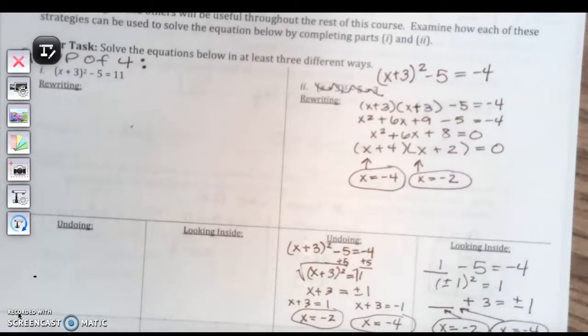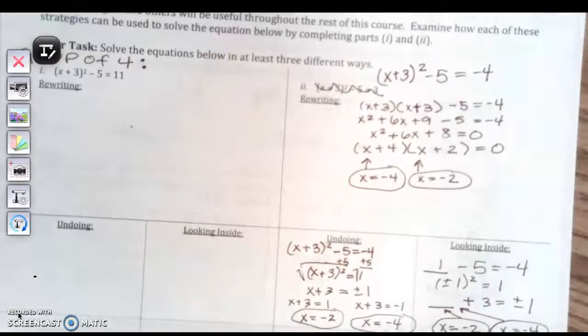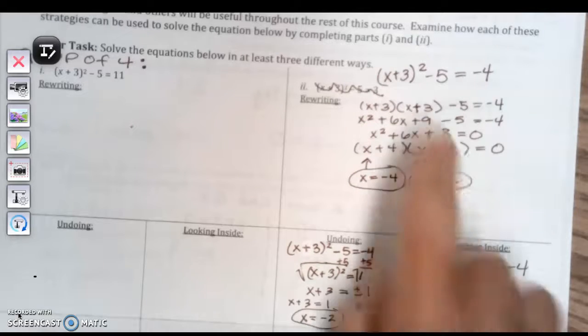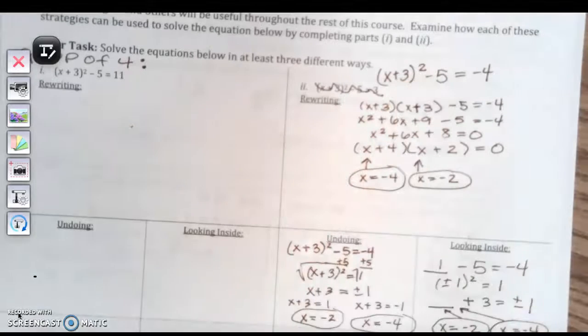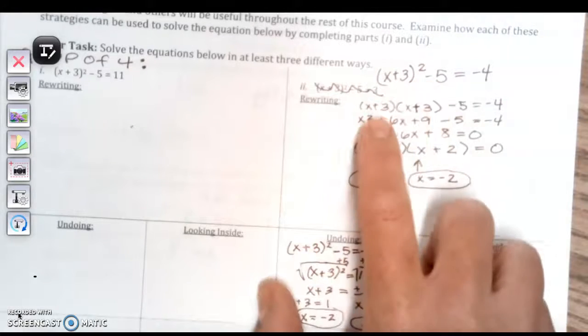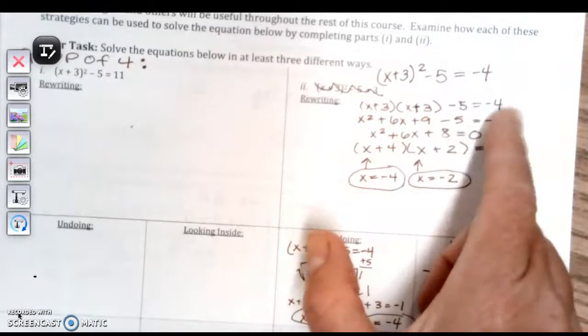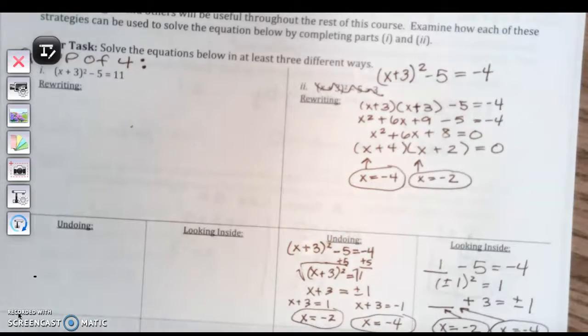And we're going to use the strategy of rewriting. So for the rewriting, we're going to take the x plus 3 that's being squared, and we're going to rewrite it out. So instead of writing it as x plus 3 squared, we're going to write it as x plus 3 times x plus 3, and then bring down everything else. So we're going to take those 2 binomials, and we're going to FOIL them out.